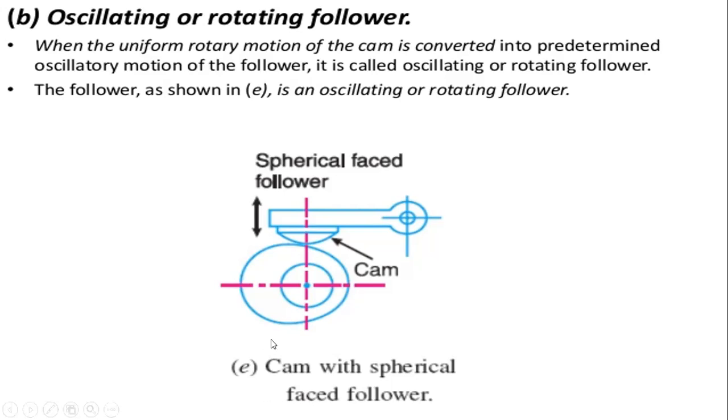And these spherical phased followers oscillate in the vertical motion only. So that is why it is called an oscillating or rotating follower. That depends upon the shape of the cam also.